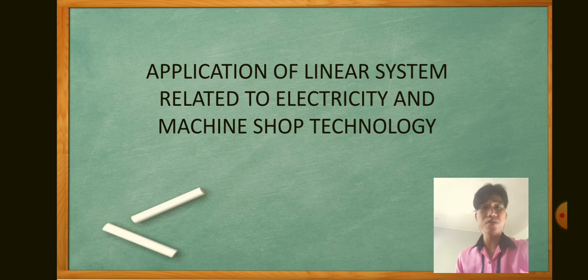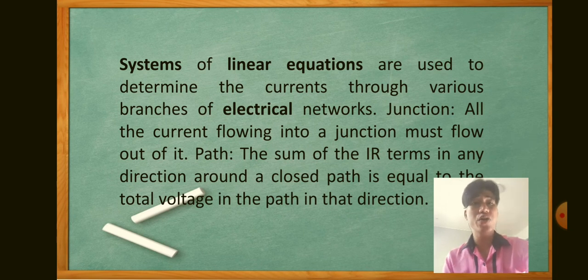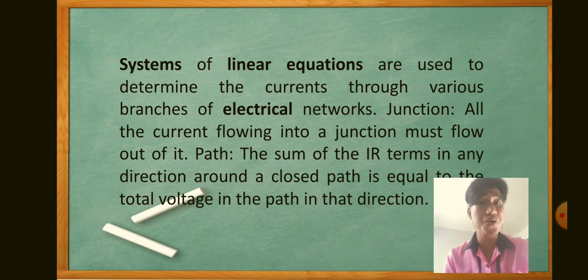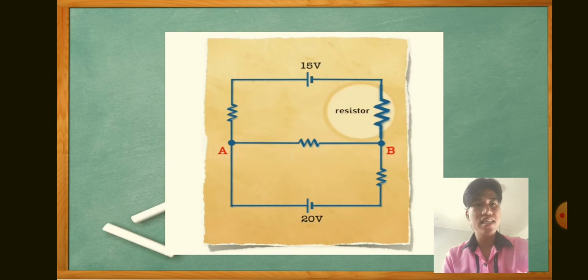Now, we will move to the application of linear systems related to electricity and machine shop technology. Systems of linear equations are used to determine the currents through various branches of electrical networks. Junction: all the current flowing into a junction must flow out of it. Path: the sum of IR terms in any direction around a closed path is equal to the total voltage in the path in that direction. Here, the resistor is here.